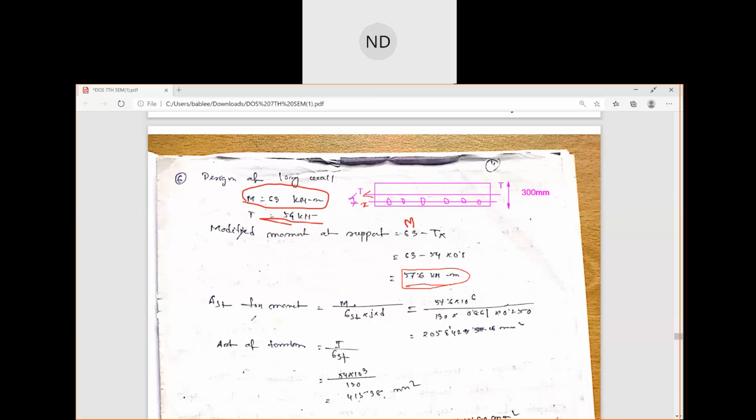Now the area of steel for this moment is given by M by sigma st into j into d, which you had calculated in the previous constants. So sigma st is 130, j is this much, d is this much. Now Ast for tension: this was area of steel for moment, this is area of steel for tension. So that is T by sigma st, it comes out to be this much.